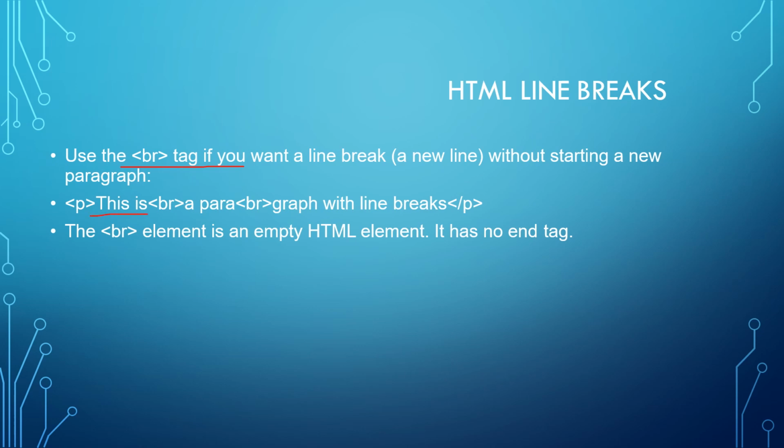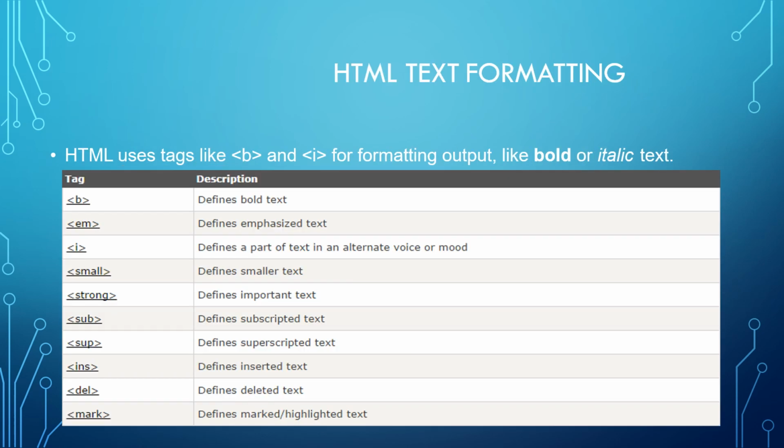So this will come in the first line. A para will come in the second line. Graph with line breaks will come in the third line. And the br element does not have any end tag. Image does not have any end tag. So these are the various tags which you can use for formatting.